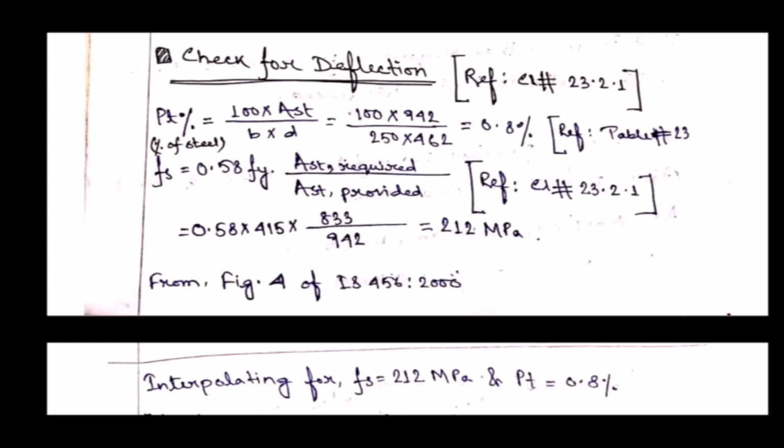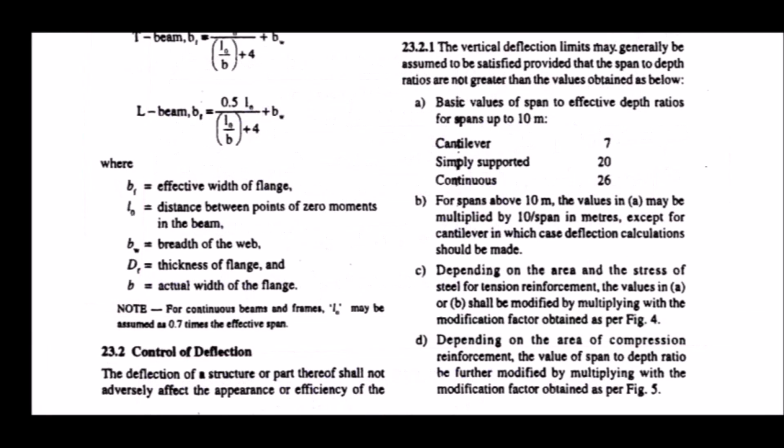2.1, and we have to check figure 4 also. Let's go to IS code. Let's check clause number 23.2.1. You may see in clause 23.2.1a, the basic values of span to effective depth ratio, means length to effective depth ratio.